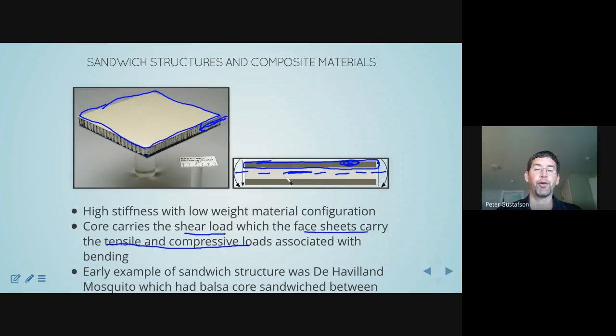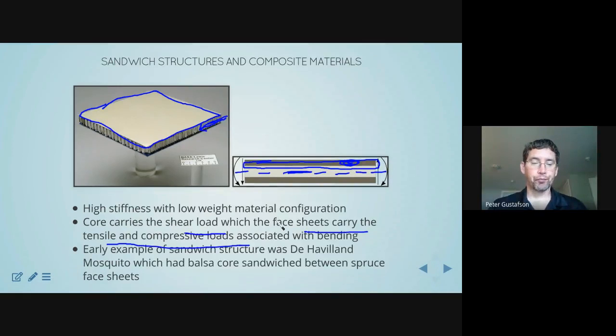So very strong and stiff materials on the outside, very lightweight materials on the inside. And the net result of this is a composite panel that has a very high stiffness relative to its weight ratio. One of the early examples of that was the de Havilland Mosquito, which had balsa core sandwiched between spruce face sheets. Balsa, of course, is a very lightweight wood. Balsa is a great aerospace material, however, not nearly as good as some of these modern materials that we have in aerospace structures.